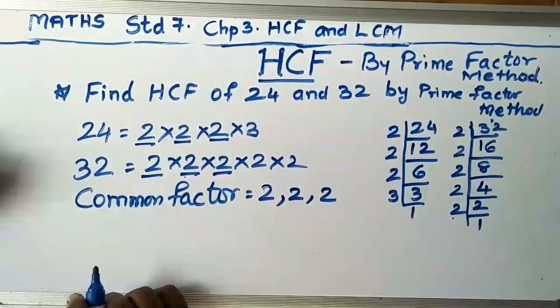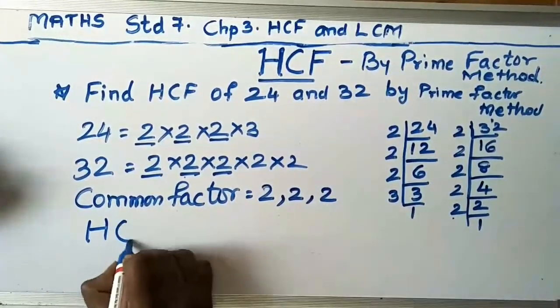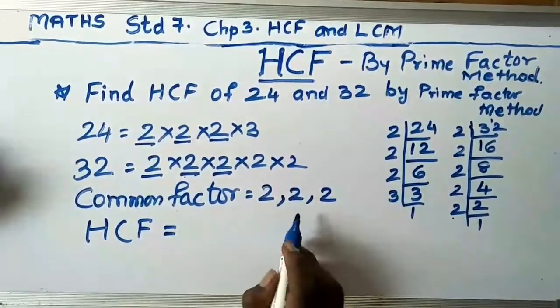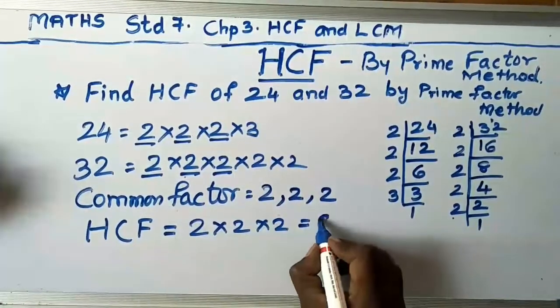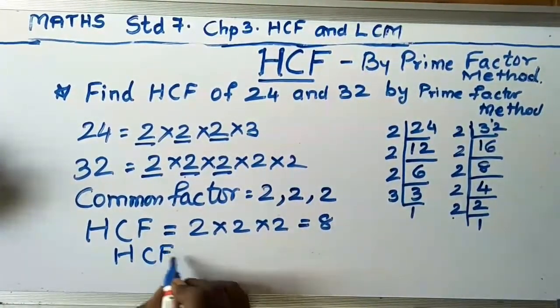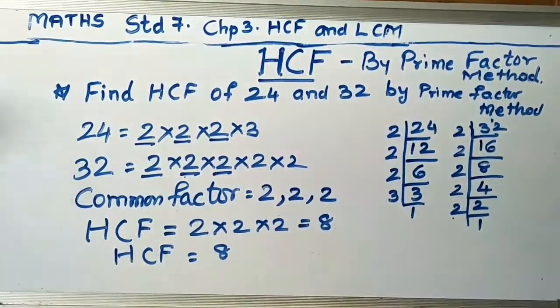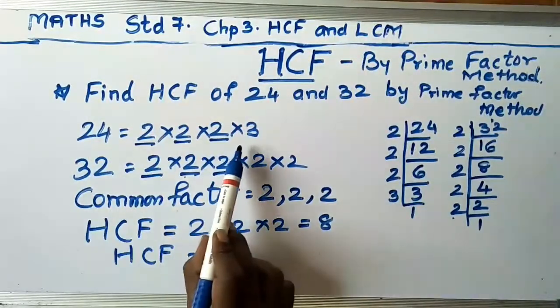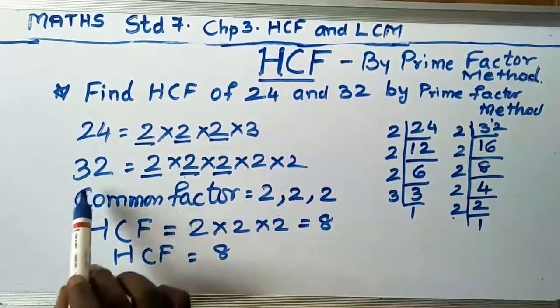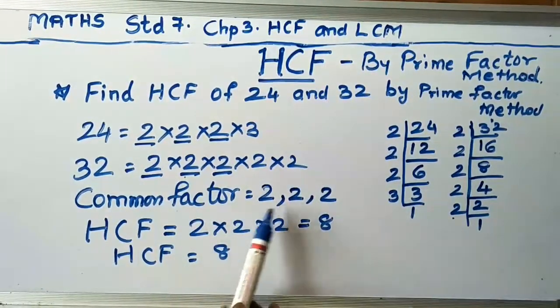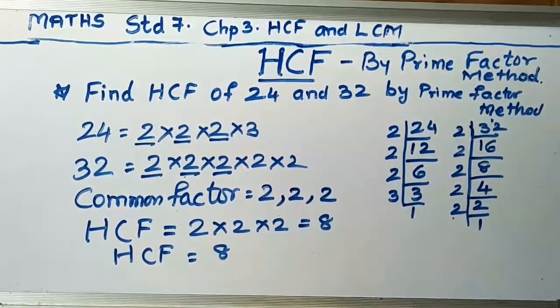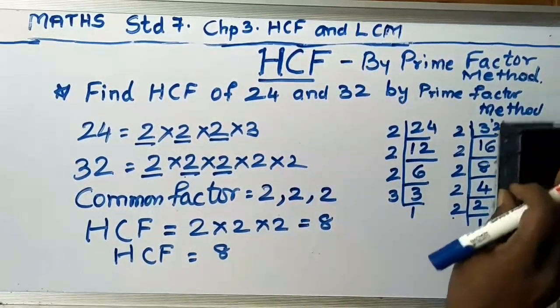Now from this common factor, we want to find the HCF. HCF means we are multiplying all the common factors. 2 into 2 into 2. So this is 8. So that means our HCF is equal to 8. Students, just see the sums once again. Find the prime factor of 24. Find the prime factor of 32. Then take the common factor. Then multiply these common factors. You get HCF.